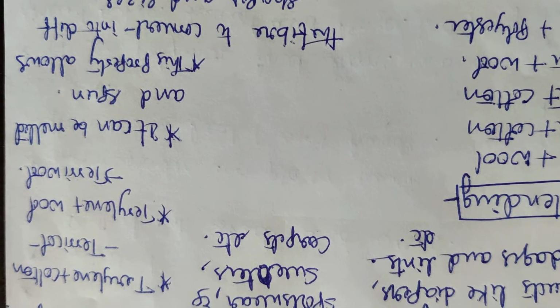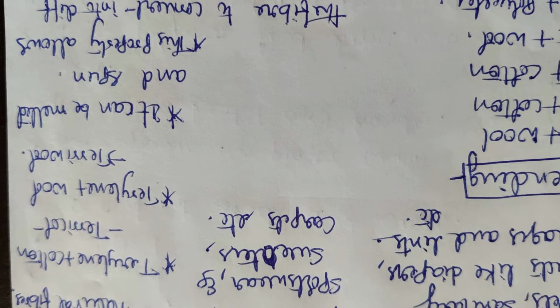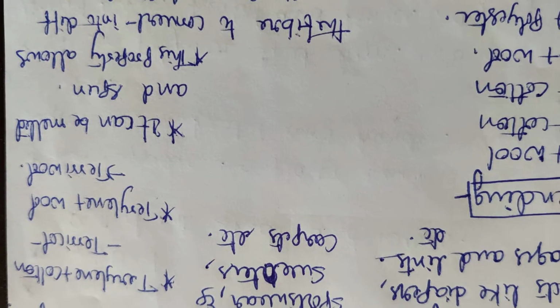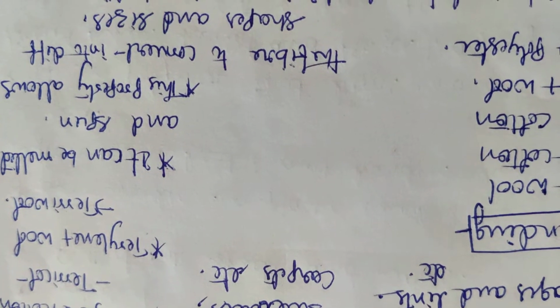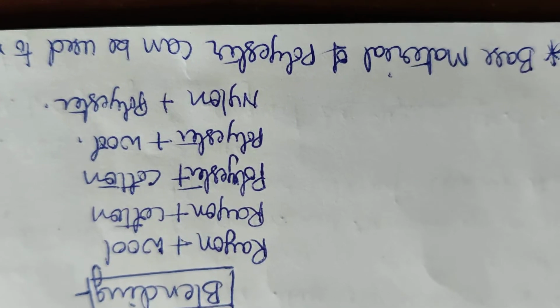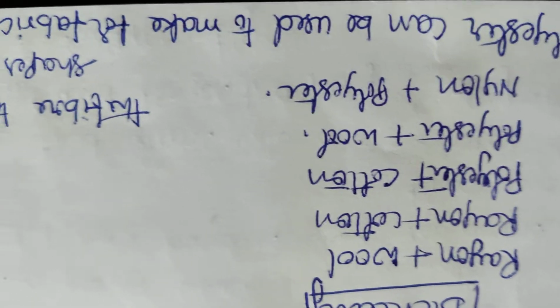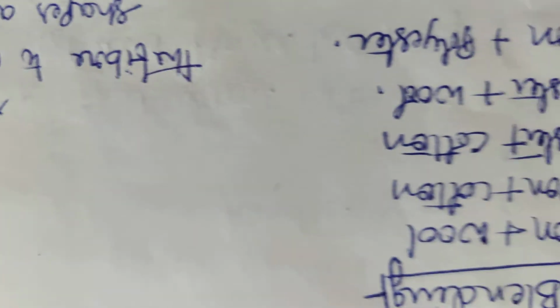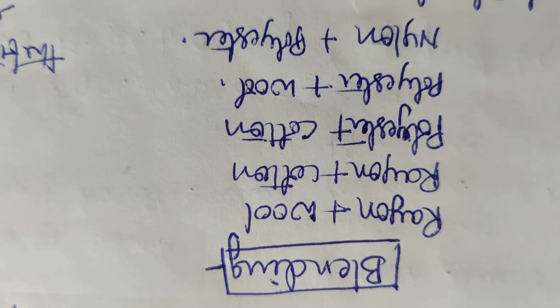these polyester fibers are melted and spun. Due to this property, it allows the fiber to convert into different shapes and sizes. The base material of polyester can be used to make fabrics to plastics. And here these are the examples of the blending process.